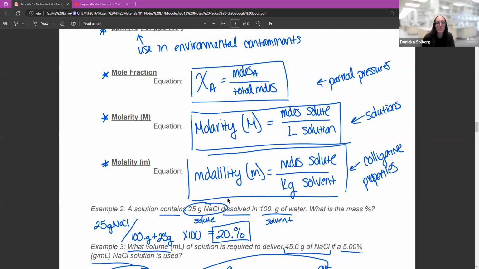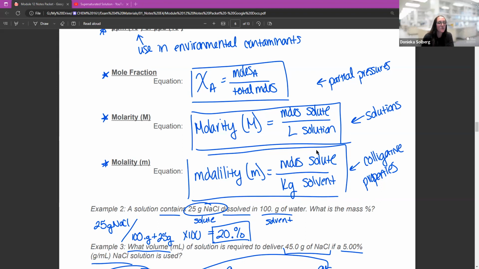This one is going to be very important when we are figuring out what are called colligative properties. So we will be using this. This is probably a new one, and it is on your equation sheet, but molality is going to be important. So you need to read your problems carefully to see if we're talking about molality or molarity.